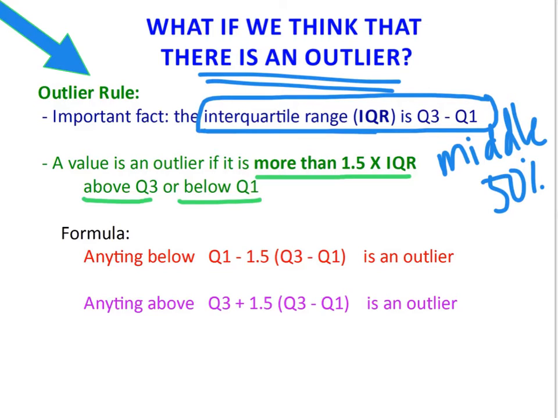So the formula, this should say anything below, oops, typo. Anything below Q1 minus 1.5 times Q3 minus Q1 is an outlier, or anything above Q3 plus 1.5 times Q3 minus Q1 is an outlier. So let's tangibly see what this looks like.